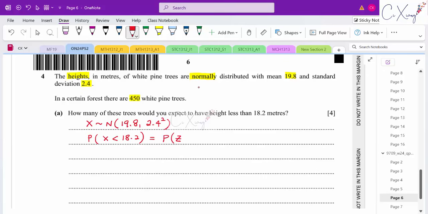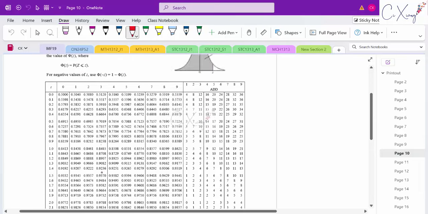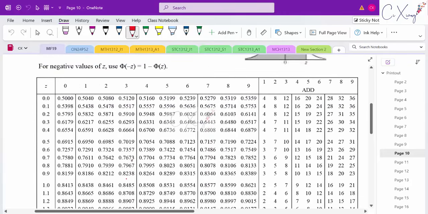So you'll have Z smaller than, you take the value of X. How we standardize it: you have to minus the mean, minus 19.8, divided by the standard deviation. Then it equals the probability of Z smaller than negative 0.667. So this particular probability or area equals Z greater than positive 0.667. To find the probability, I have to take 1 minus the probability for the positive value of Z, which is 0.667.